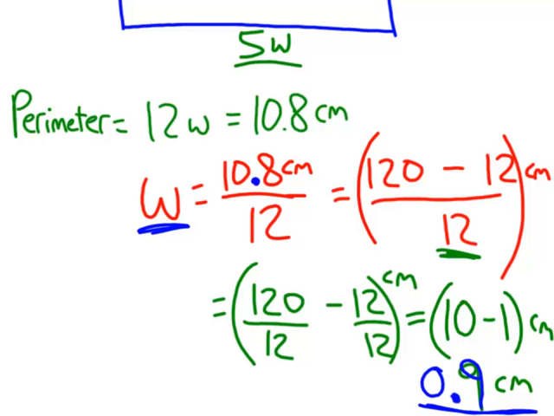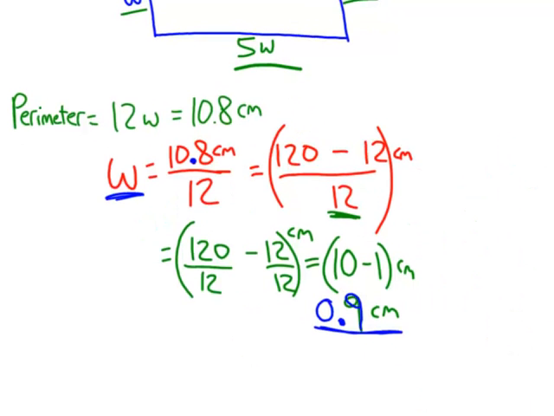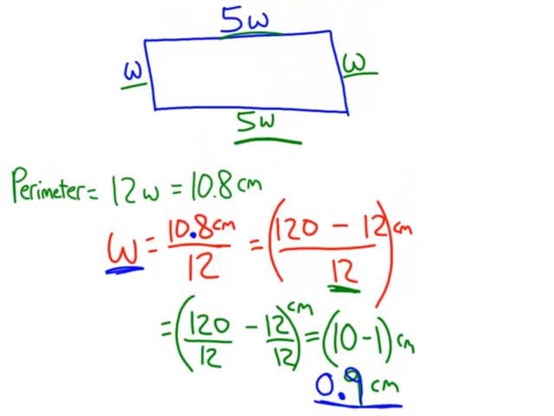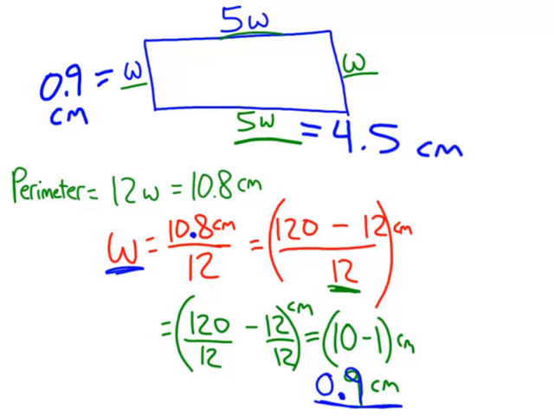0.9. We said earlier that the length was 5 times the width. So let me just scroll back up. All right. And if the width we now know is equal to 0.9, and if we multiply that times 5, that means that the length is going to be 4.5. And once again, putting my units in there.